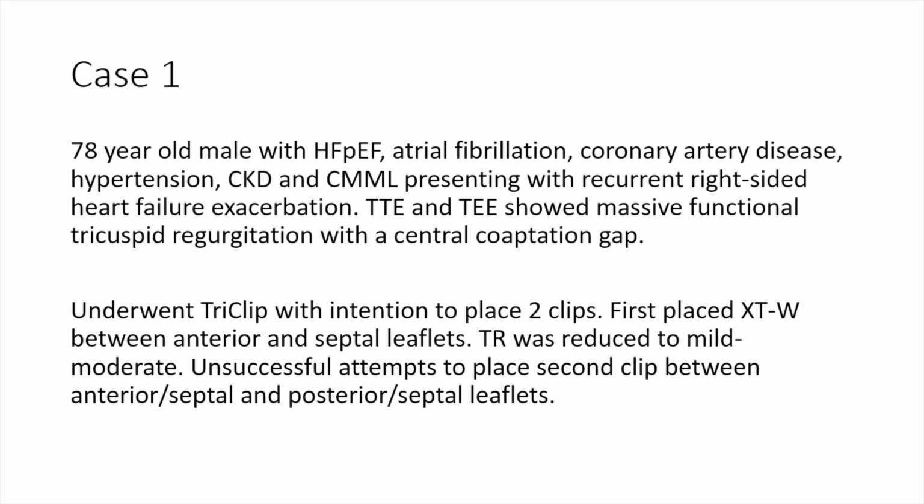He ultimately was thought to be very high surgical risk, and so underwent a tricuspid clip with the intention to actually place 2 clips. The first clip was placed. This was an XTW between the anterior and the septal leaflets, and the tricuspid regurgitation at that point was reduced to mild moderate. There were 2 additional attempts to place a second clip between the anterior septal and the posterior septal leaflets, but they were both unsuccessful. And so the decision was made to just leave with 1 clip, and he had mild moderate tricuspid regurgitation.